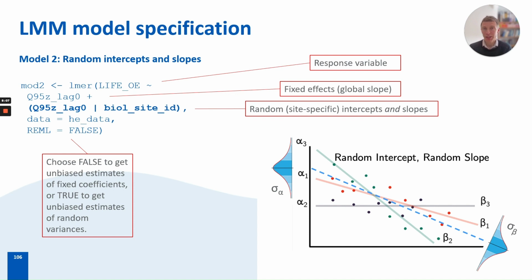You can see from the diagram on the screen here how this kind of model gives us, again, a common fixed relationship for all sites. That's the blue dashed line. But now that line can fluctuate or vary not only in its intercept, but also in its slope. And that gives us a separate regression line for each site in our dataset.